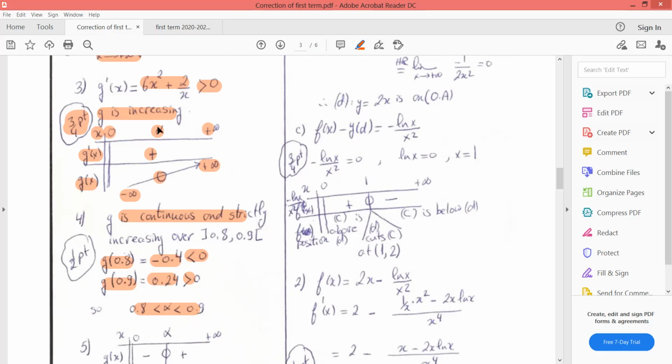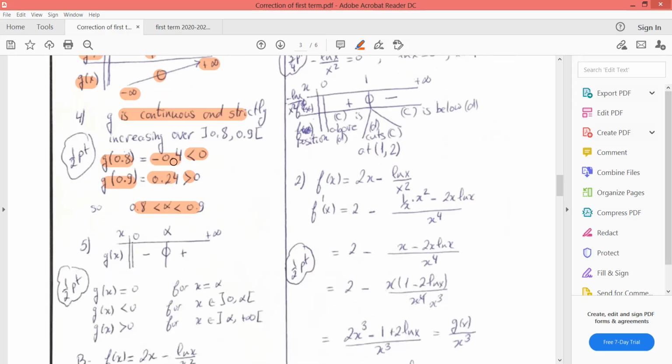So I repeat, I add alpha to the table. At alpha, I get 0. Between 0 and alpha, g is increasing from minus infinity to 0. All the values are negative between minus infinity and 0, so g(x) is negative. Between alpha and plus infinity, we have g is increasing from 0 to plus infinity. All the values are positive, so g(x) is positive.